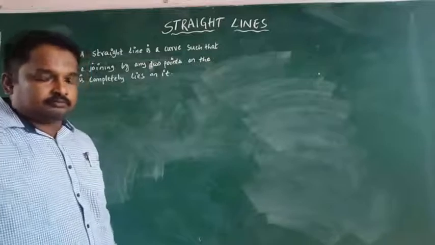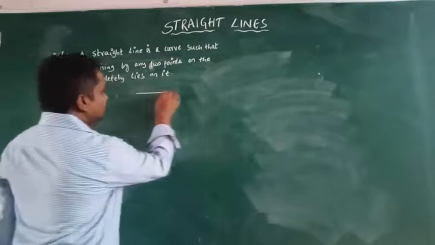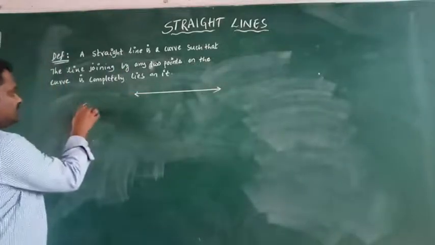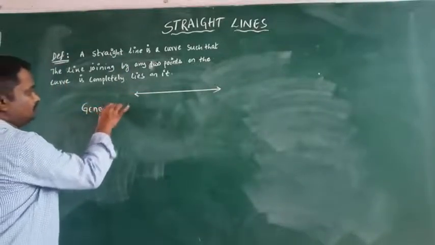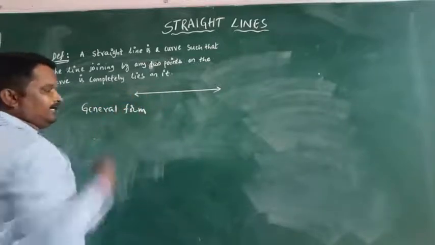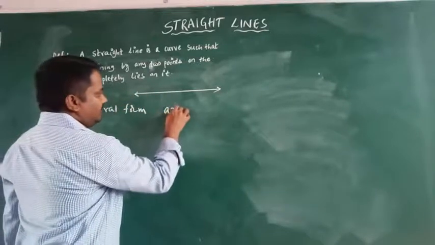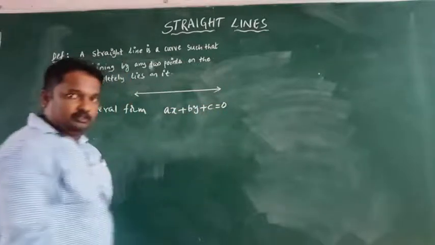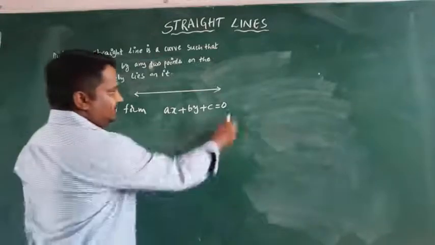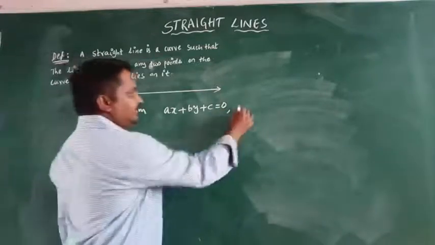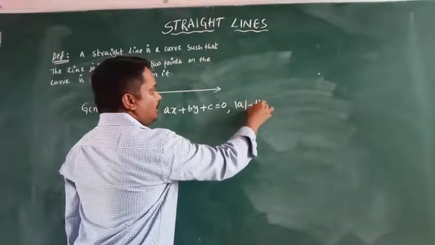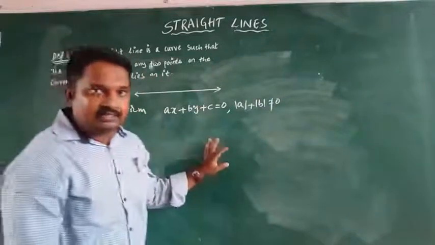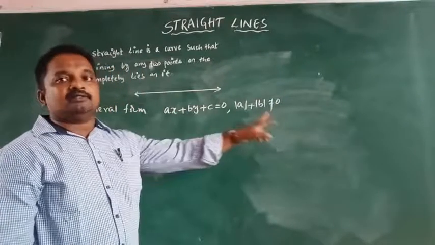So this is a straight line. The general form of this straight line: we are representing the straight line with the general form ax plus by plus c equals to 0. And here one condition is there, that is mod a plus mod b not equals to 0. That means a and b are not simultaneously zero.